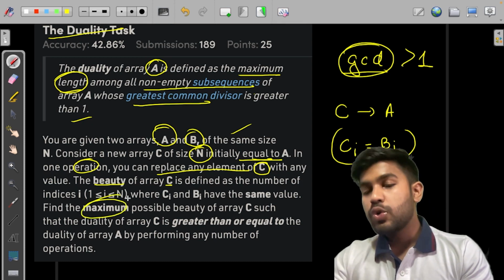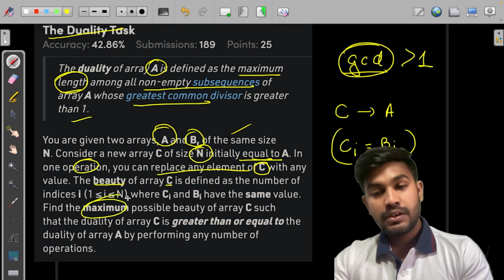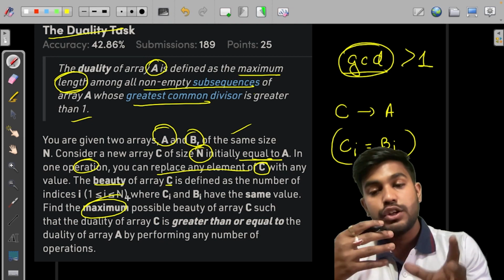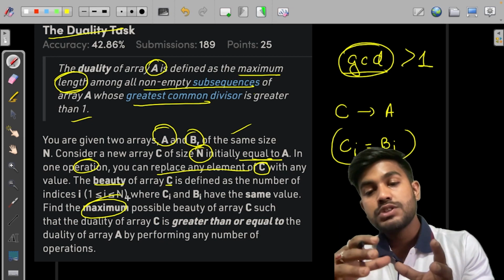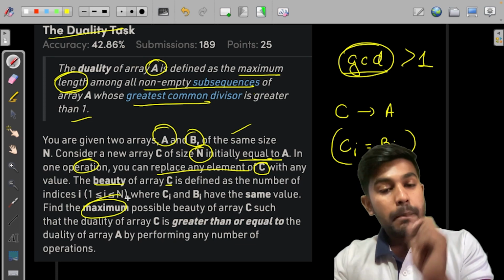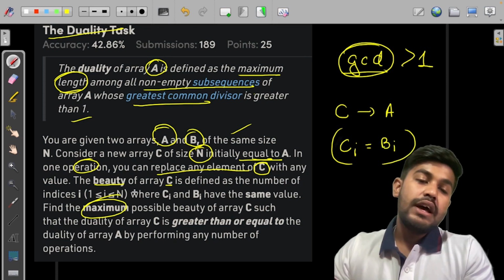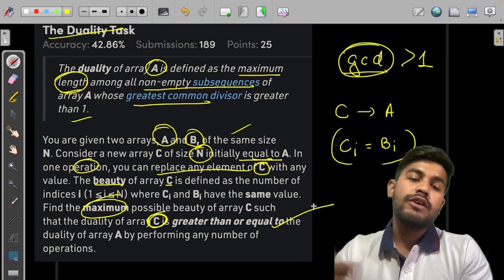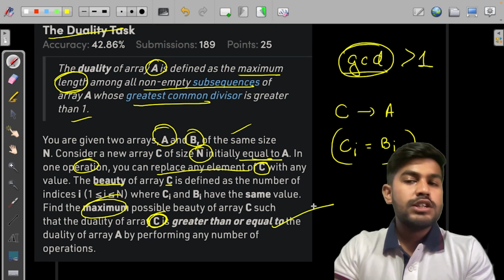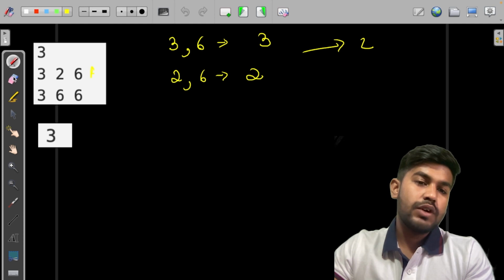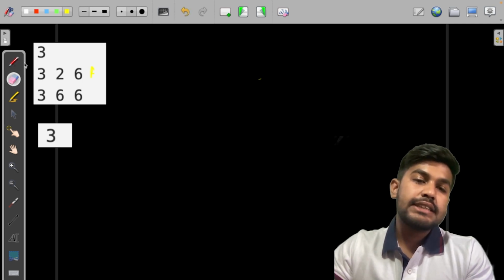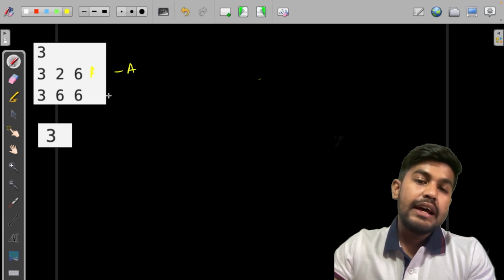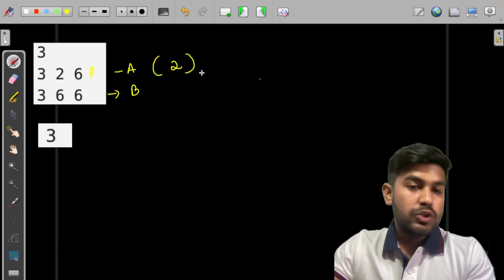So we need to maximize. We try to make as many values as possible equal to B. But we need to respect the condition that the duality of the array C should be greater than or equal to the duality of the array A. So let us first solve the sample test case. Given the sample test case, this is array A, this is array B, and the duality of array A is equal to 2.